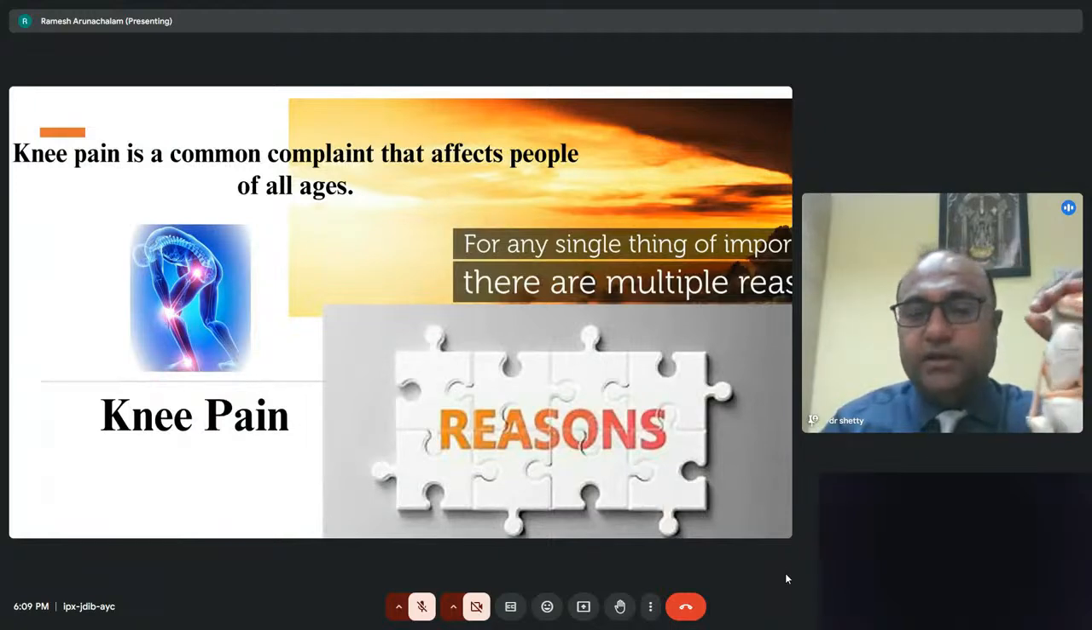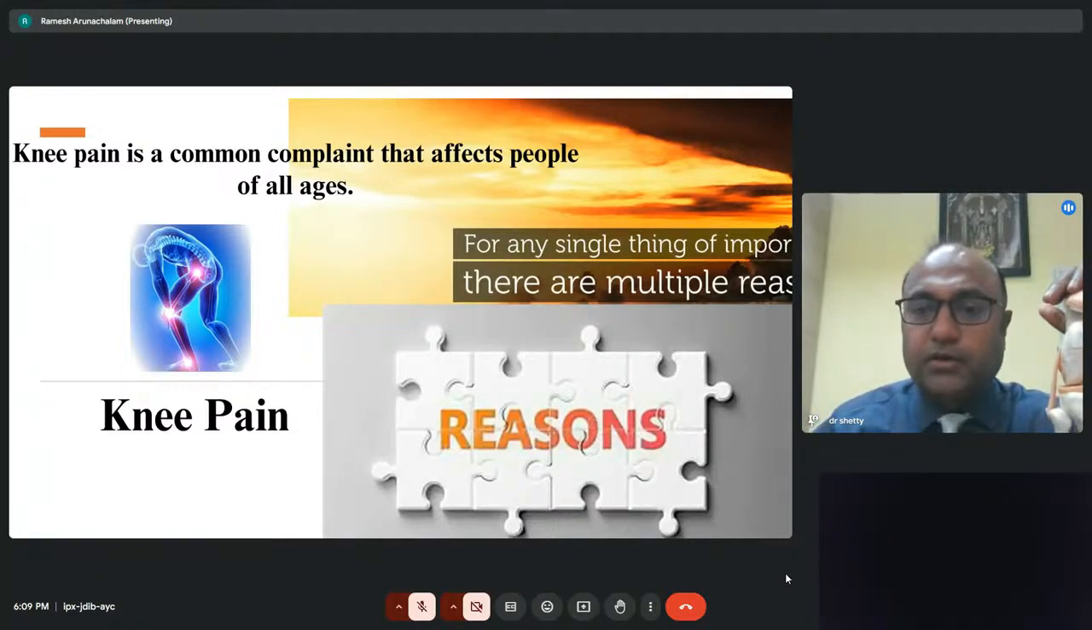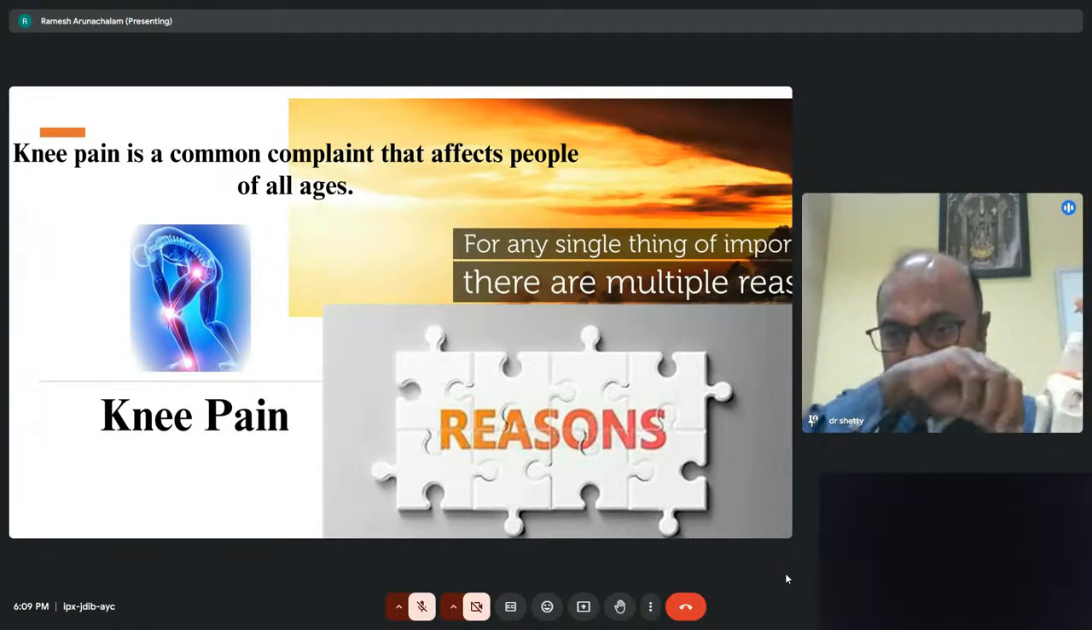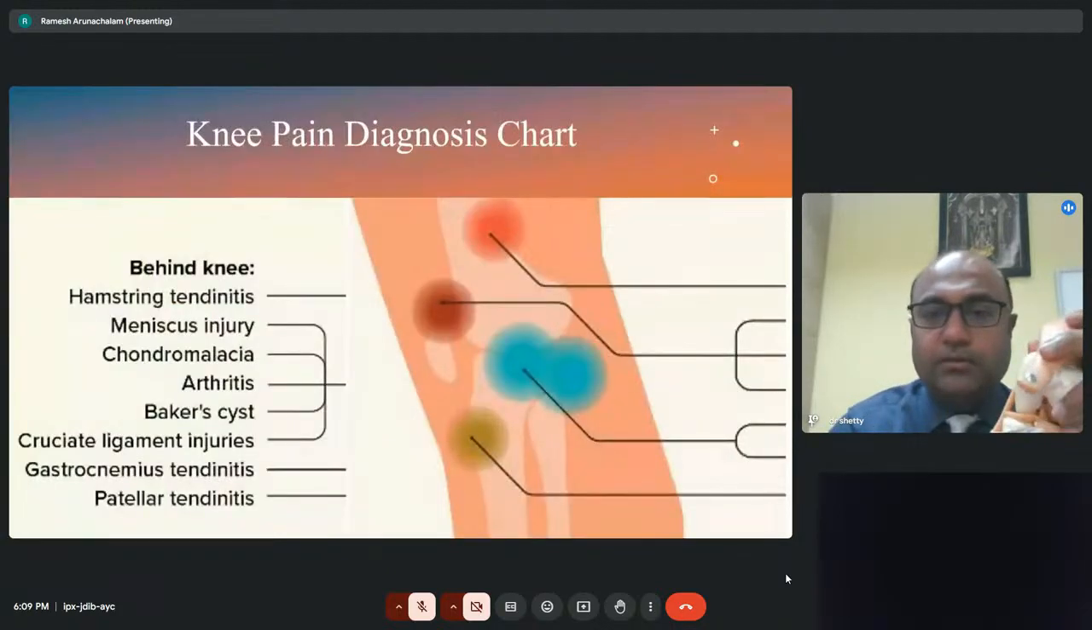So obviously, knee pain cannot be the same in a 12-year-old, in a 30-year-old, in a 40-year-old. So as per the age, different reasons are there for knee pain. And let's go through them as the slides progress. Next. So that's a very long list of problems. Let's not go there. Don't even try to read it. Let's just look at the model.